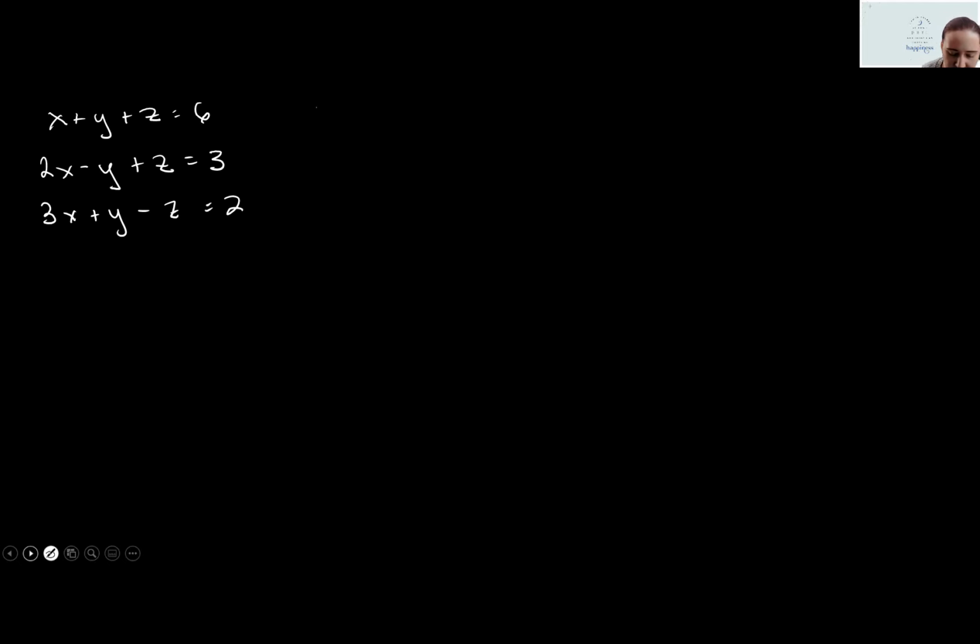So I'm going to take that first equation. We're going to solve for z. So basically, you're going to subtract x and you're going to subtract y from both sides.